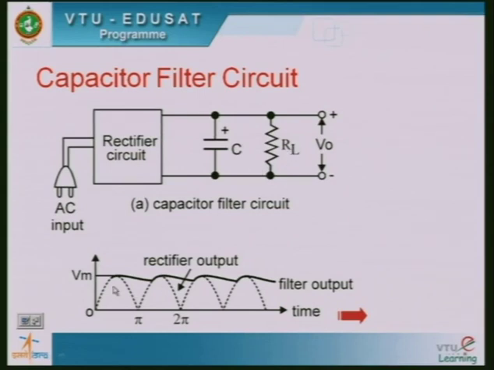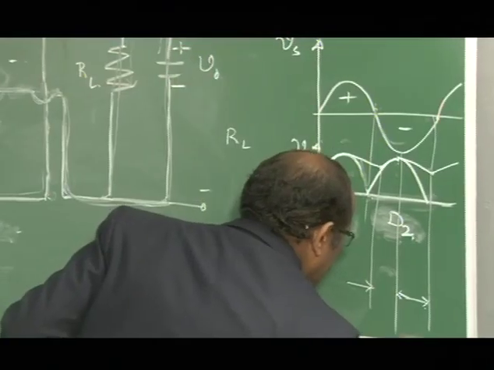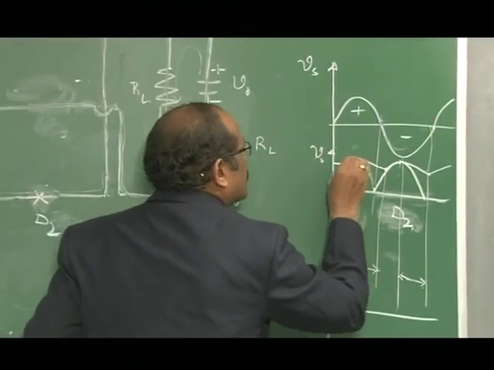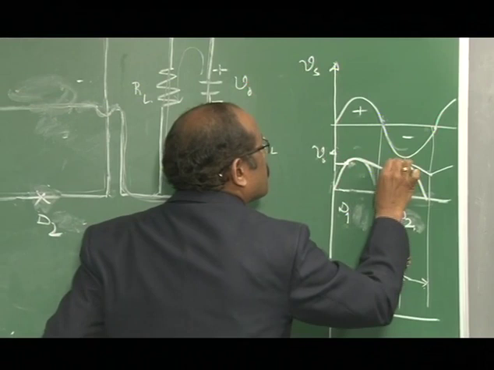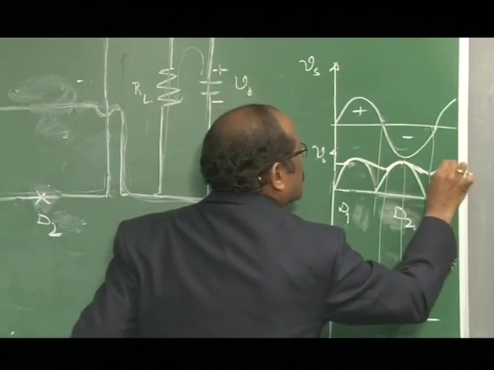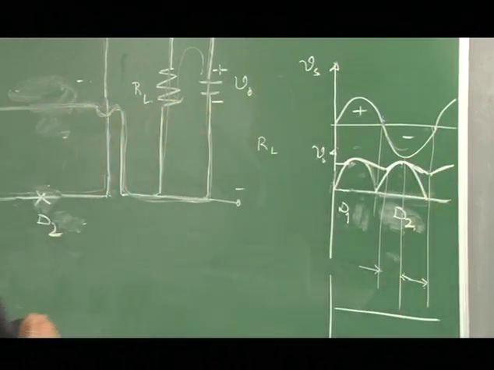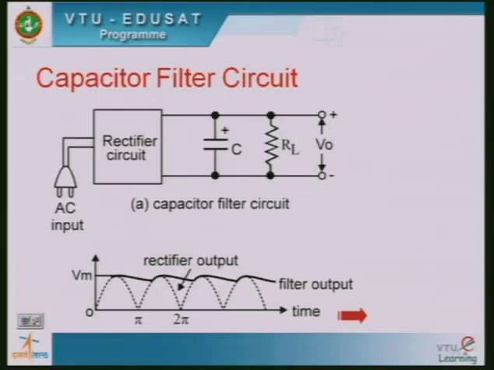So finally, what is the expected output here? The expected output is actually continuous DC, but what we are getting here is a pulsating DC. Pulsating DC means the DC having an AC content. So that is what we are getting across the RL.